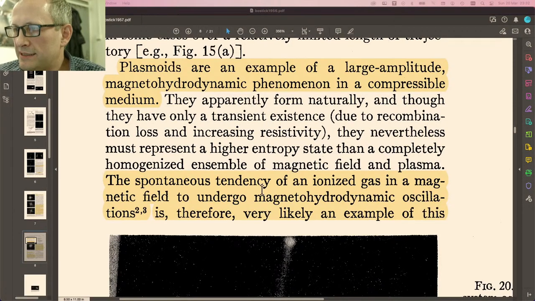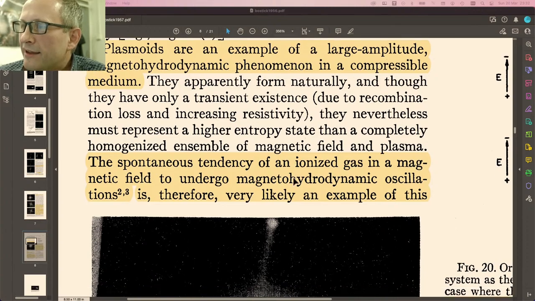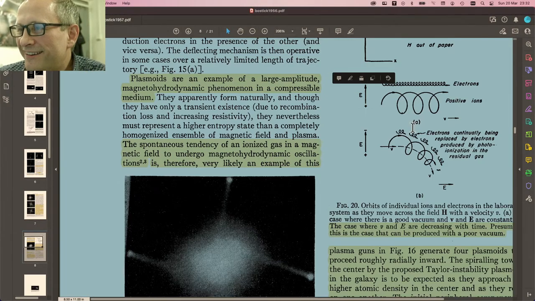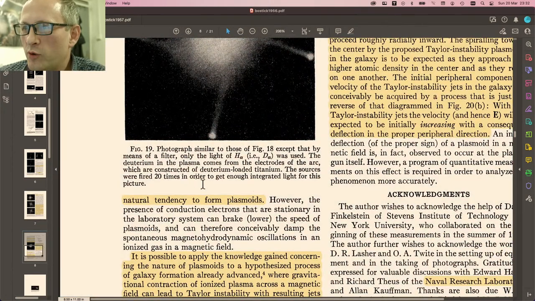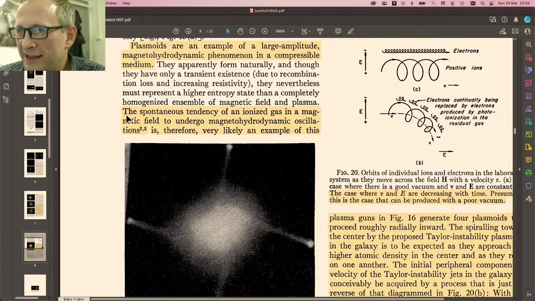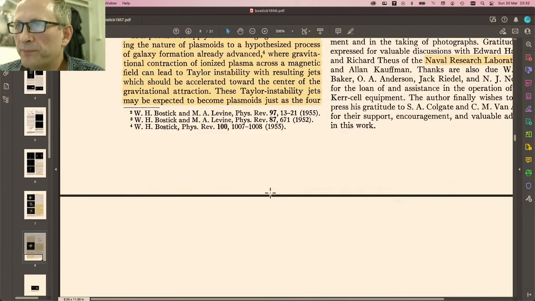The spontaneous tendency of an ionized gas in a magnetic field to undergo magnetohydrodynamic oscillations is therefore very likely an example of this natural tendency to form plasmoids. Read that again. The spontaneous tendency of an ionized gas in a magnetic field to undergo magnetohydrodynamic oscillations is therefore very likely an example of this natural tendency to form plasmoids.